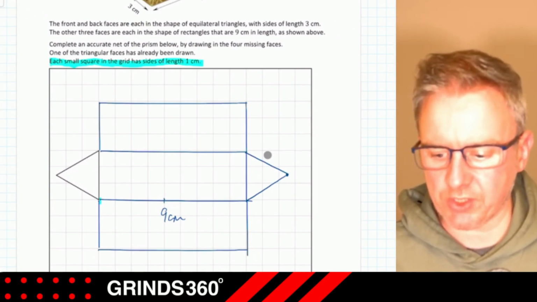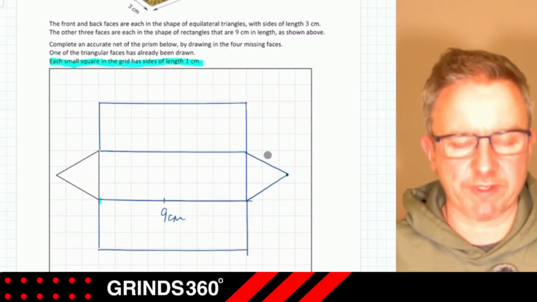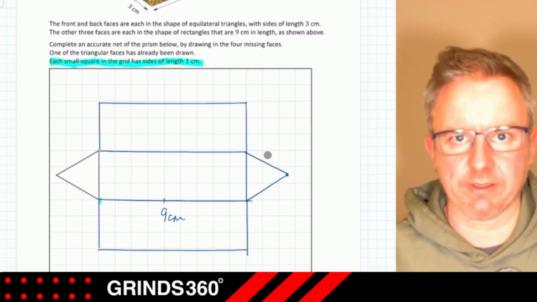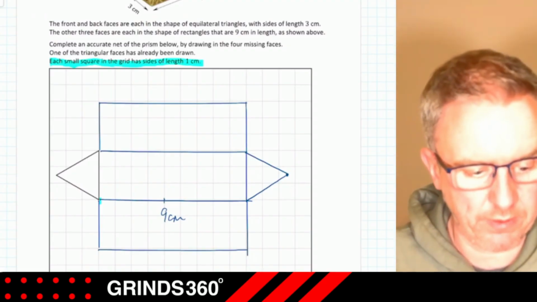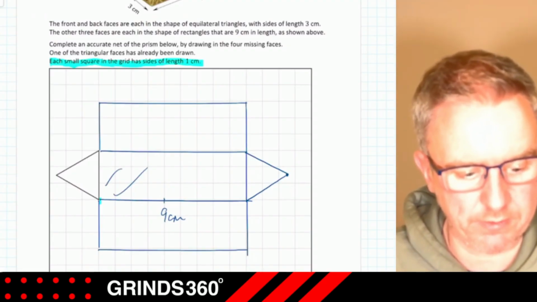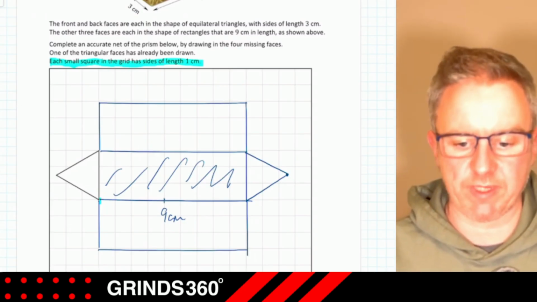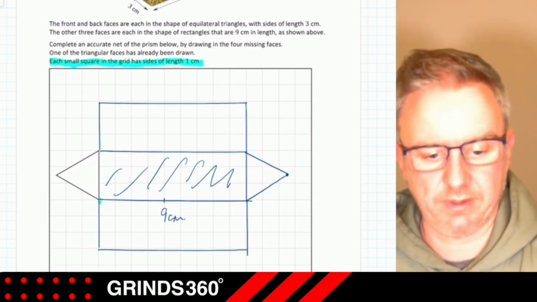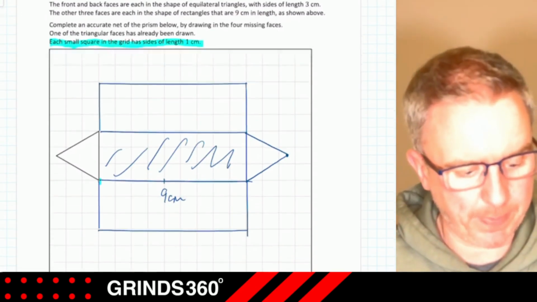To get low partial credit, so any work of merit, a rough sketch drawn of what the net might look like, or even one of these. So one rectangle, just as I'm shading in there, even if you got one of those drawn, you were on 50%, 5 out of the 10. So that's not bad.